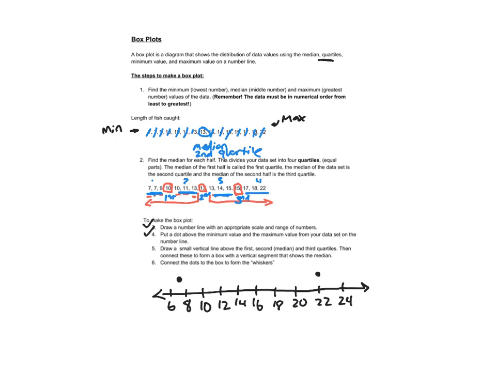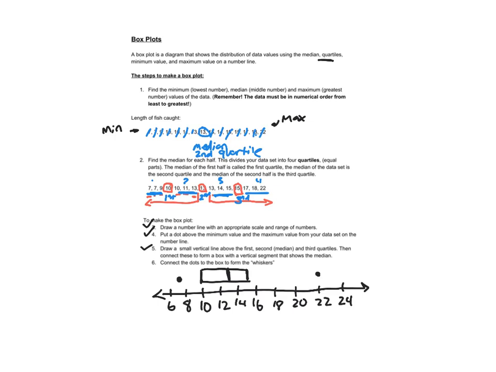All right, so I did step 3, step 4 here. Now I'm going to draw a small vertical line above the first, second, which is the median, and third quartiles. The first quartile was at 10, so I'm going to put a small line like that. The median was at 13, and the third quartile was 15, so I'm going to put a small line at 15. Now I'm going to connect these to form a box with a vertical segment that shows the median. So it's going to create a box, or a rectangle, and there's a line in the middle, that's the median.